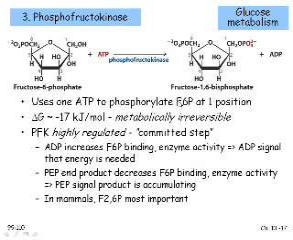Phosphofructokinase. This is a very important enzyme. Phosphofructokinase tells you what it does. Kinase adds a phosphate to phosphofructose. So it's going to take fructose 6-phosphate and add a phosphate to make fructose 1,6-bisphosphate, and then an ADP left over.